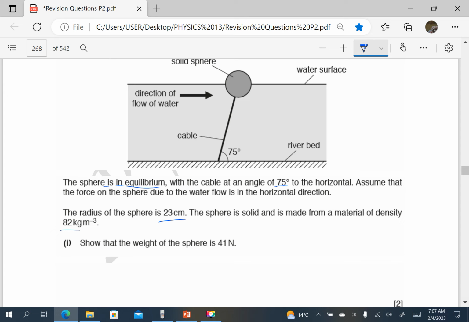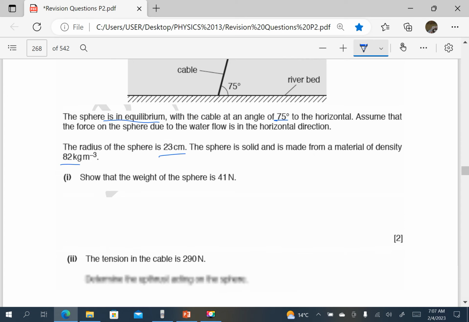41 newtons. So to find the weight, it is going to be mg, m times g. We need the mass, and the mass is going to be density times volume. So this will be density times volume, then times g. That is going to be the weight. But of course, we know the volume. Since it is a sphere, volume is 4 over 3 pi r cubed. So this is going to be density times 4 over 3 pi r cubed, then times g.